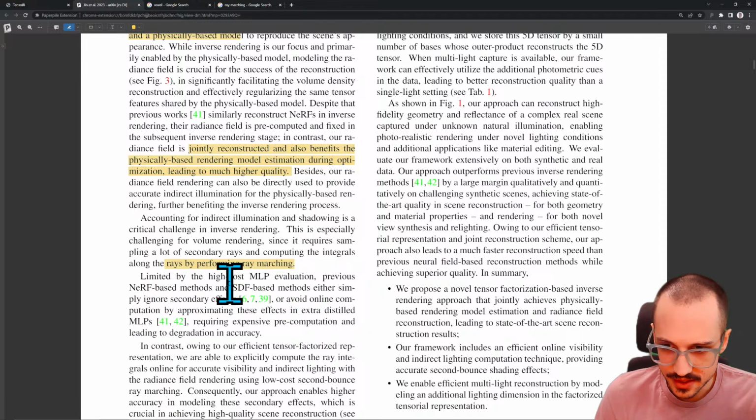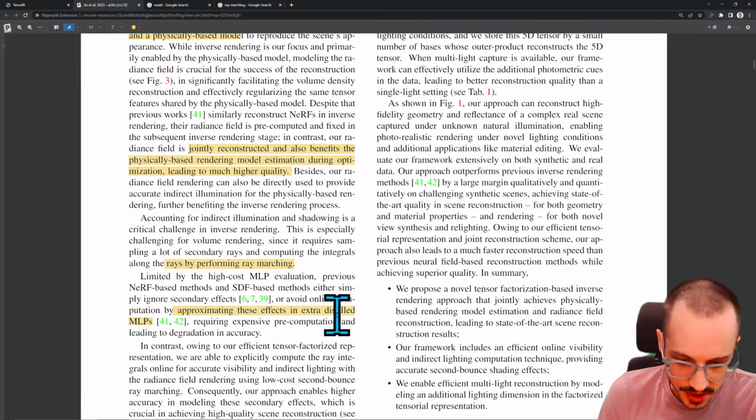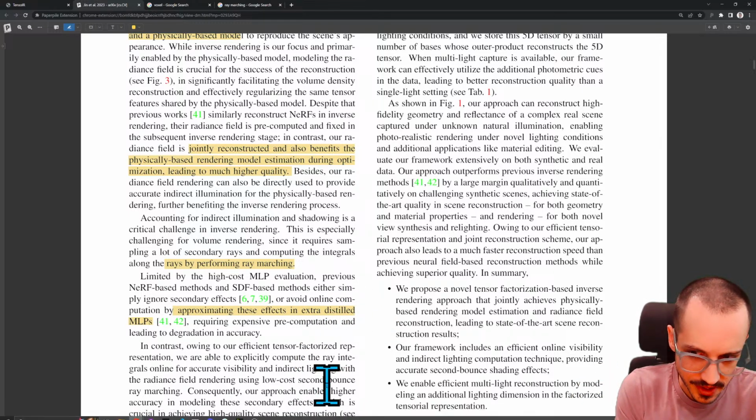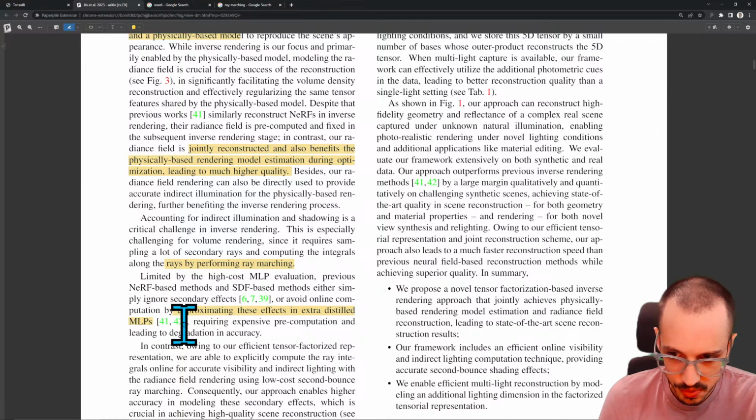Previous NeRF-based methods and SDF, this is a signed distance function. It's basically another way of representing a mesh. Either simply ignore secondary effects or avoid online computation by approximating these effects in extra distilled MLPs. So what this means is that you can take the MLP that represents your NeRF, and then you can distill it into a smaller MLP that is potentially small enough where it makes your computation a little bit faster, right? So that's these two papers here. It seems they probably do something like that.